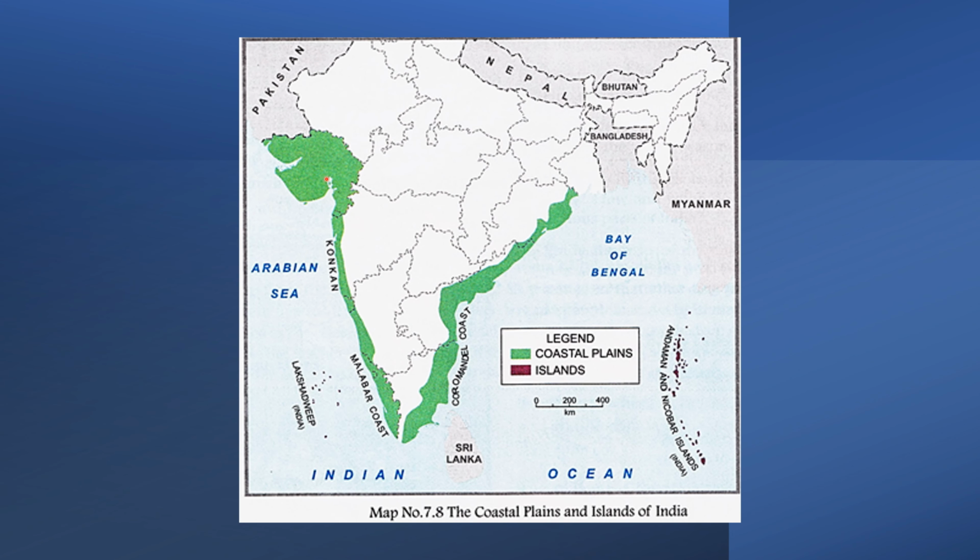The coastal plains of India start from the western part and continue to the south and end in the east. The plain in the west is narrower compared to that of the eastern coast. However, in Gujarat, the coastal plain is pretty wide. Now, this plain in the western coast is known as the Konkan, and further south it is known as the Malabar coast.